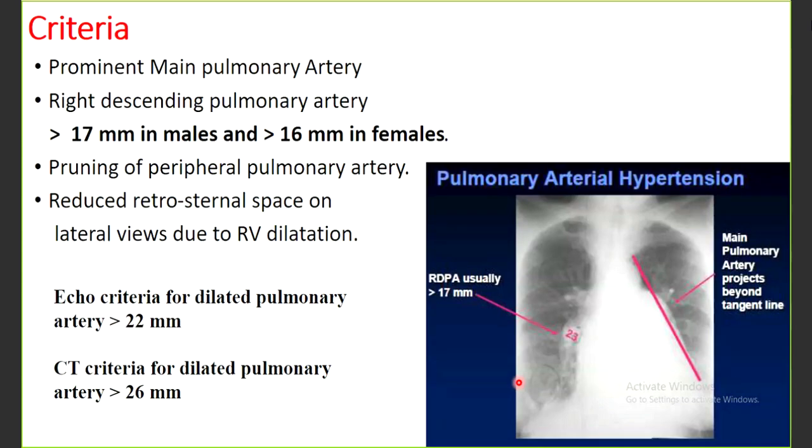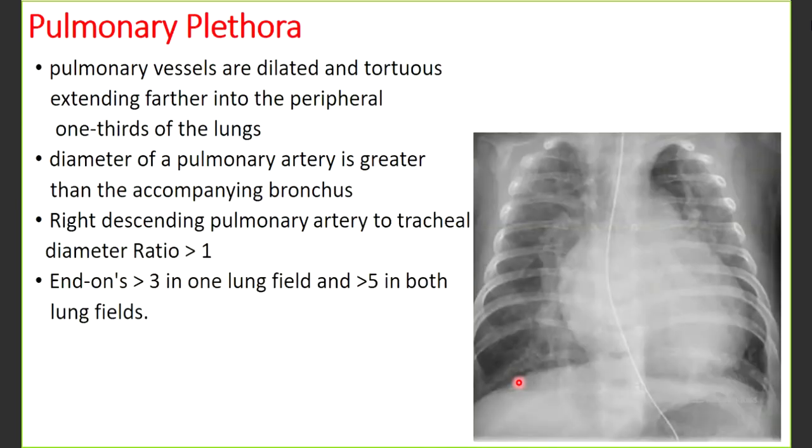There is yet another term. Sometimes there can be hyperkinetic pulmonary artery hypertension, wherein the patient does not have peripheral pruning. These patients will have pulmonary artery hypertension but no increased pulmonary vascular occlusive disease. It is the increased blood flow that is causing the pulmonary artery hypertension. In such scenarios, we use the word pulmonary plethora. Pulmonary plethora means increased pulmonary blood flow.